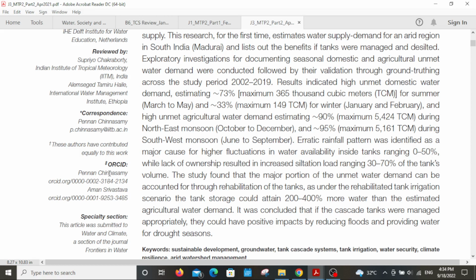Erratic rainfall pattern was identified as a major cause for higher fluctuations in water availability inside tanks, ranging 0 to 50%, while lack of ownership resulted in increased siltation load ranging 30 to 70% of tanks' volume. So, as we had discussed in our first 3-week lectures, siltation could be a cause behind reduction in the storage potential of any structure, such as the pond considered over there. Here, the consideration is towards tanks. Since these tanks were not managed properly, or ownership of the tanks remained one of the issues, it was investigated that around 30 to 70% of the tank's volume is actually occupied by silt.